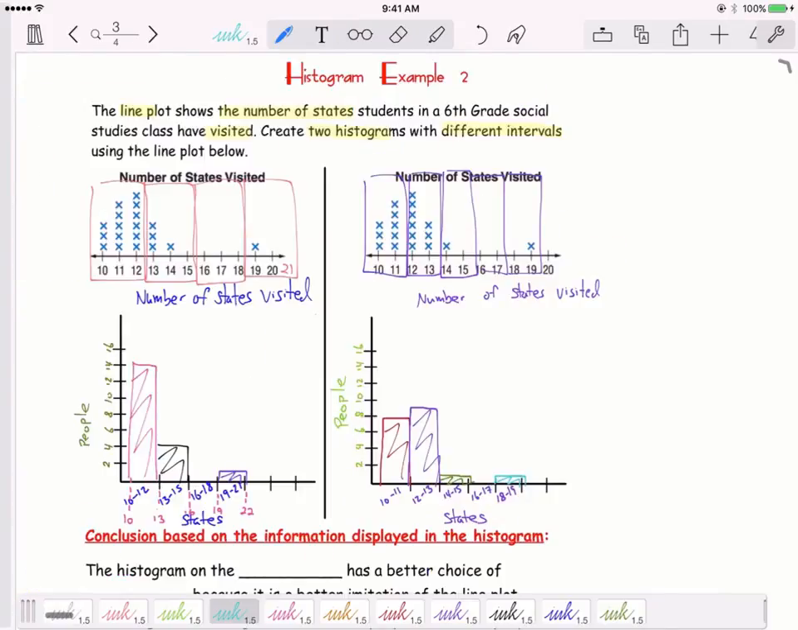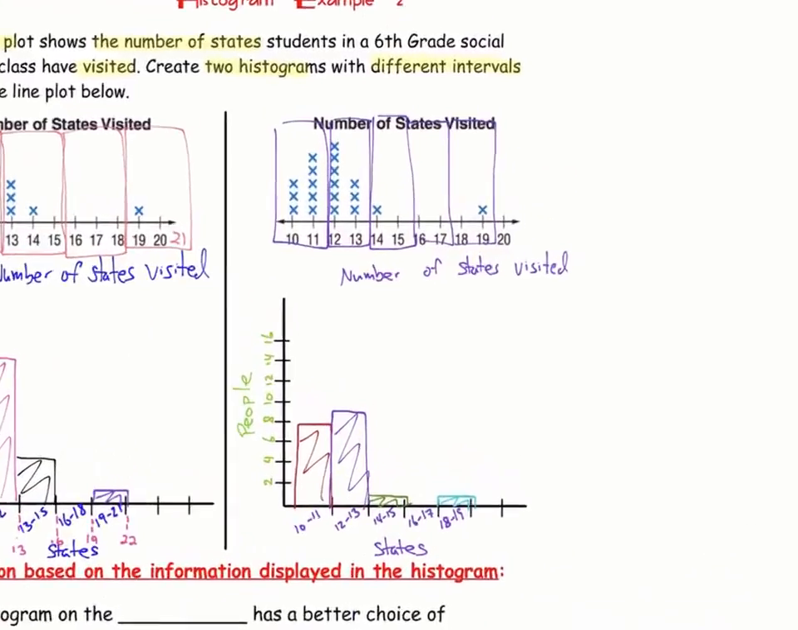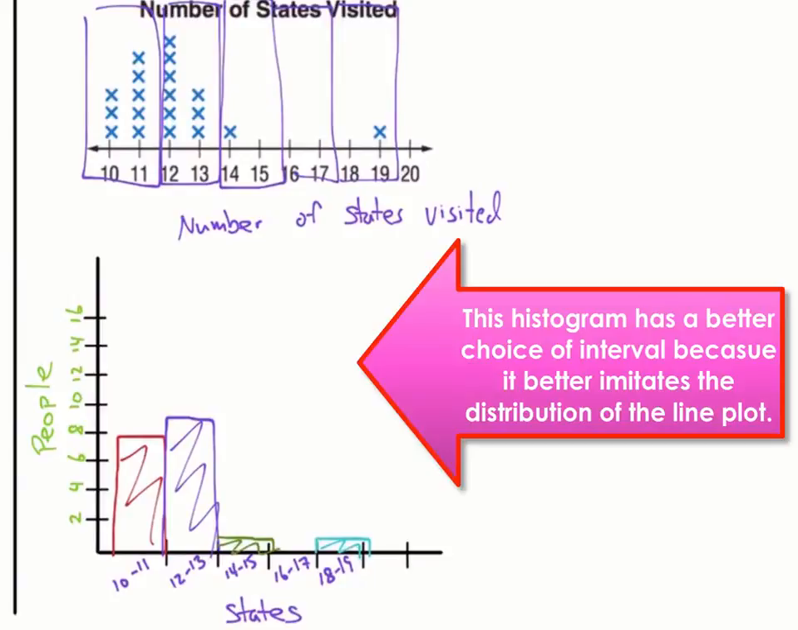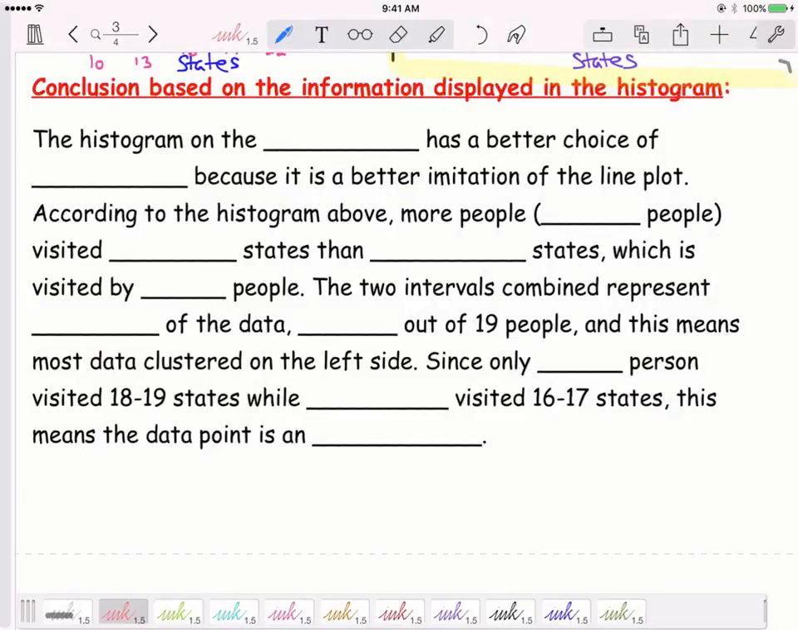Comparing the 2 histograms, the one on the right seems to better represent the distribution of the data set because it better imitates the distribution of the line plot, which is a right-skewed distribution. Now let's conclude the information.